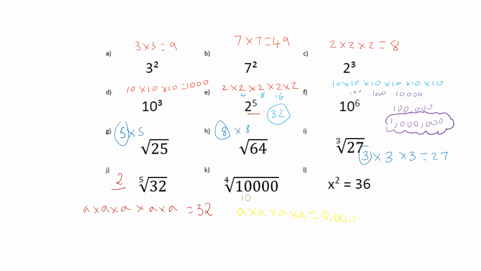Final one, don't be put off by the fact there's a letter there, it's the exact same thing. Something squared equals 36, so something times something equals 36, so x has to be 6, because 6 times 6 is 36. And there's your answers.